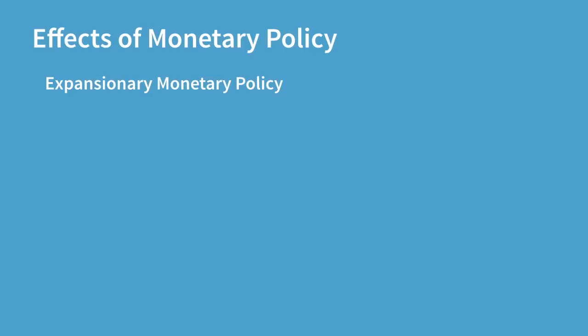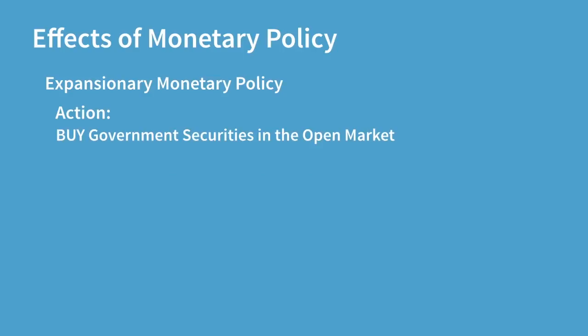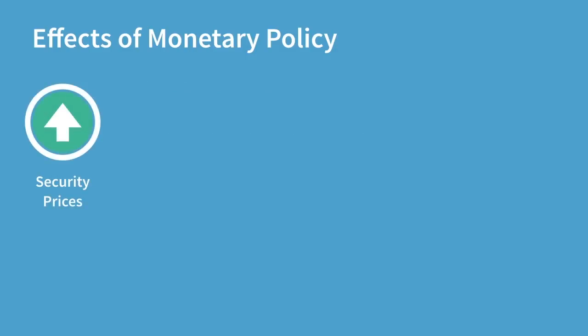If the central bank wants to increase the money supply, they will go into the open market and start buying government securities. When they do this, the first effect will be that because of the increase in buyer appetite, security prices will rise.